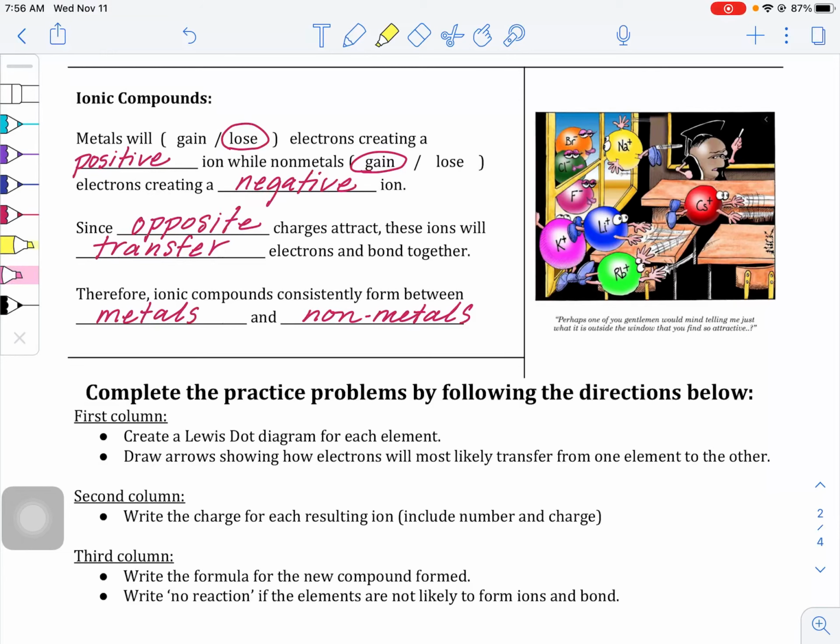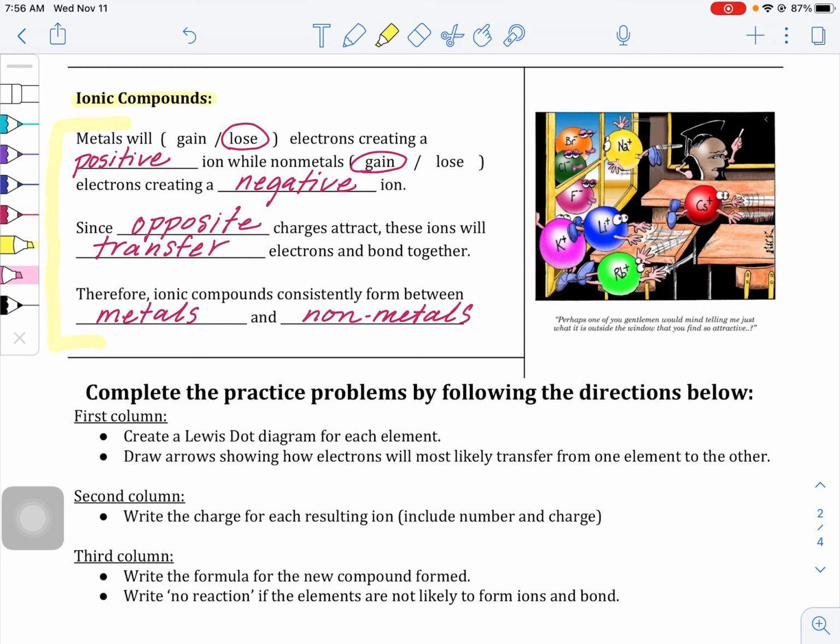So you just finished up your ionic bonding notes, kind of pulling together all the things we've been doing the last week or so with periods, groups, Lewis dot, ions, all that stuff. So this idea of ionic bonding is really summarized here at the end of your notes. We're going to be using all three of these big key points as we work through our practice problems.